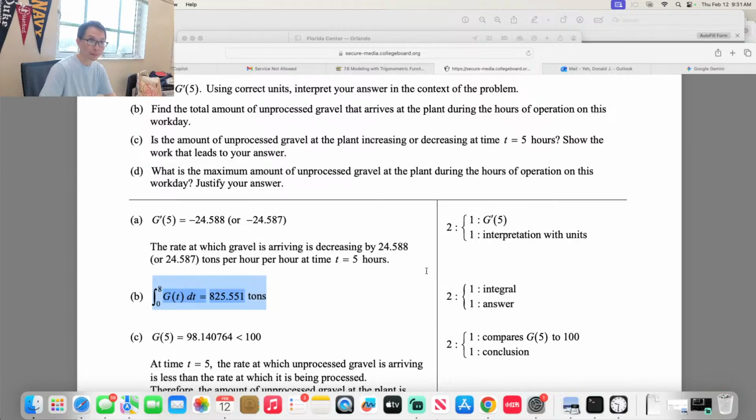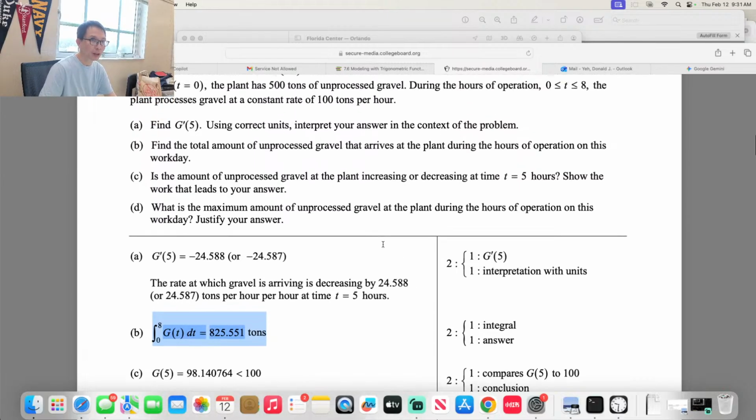I think I did the same thing. Yeah, because they are asking for the total amount of gravel arriving at the plant. It's not supposed to include the initial condition. You're not asking what is the amount of gravel at a time. B is 2 checks. One's for the integral, one's for the answer. This says on the side.